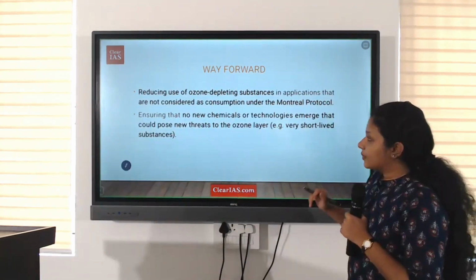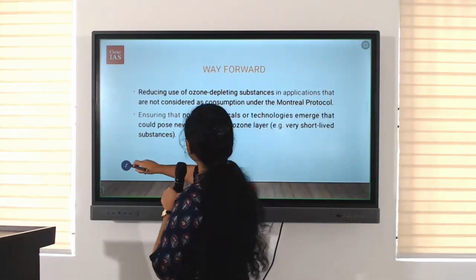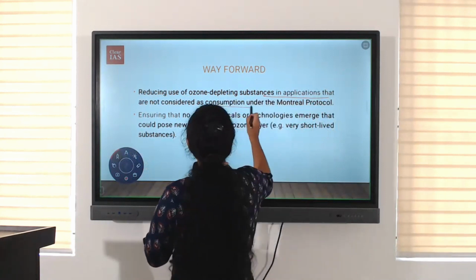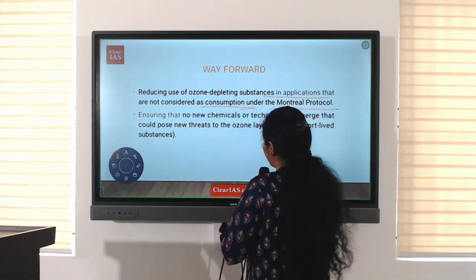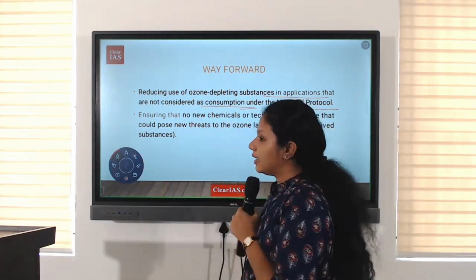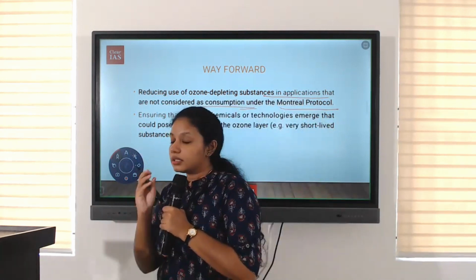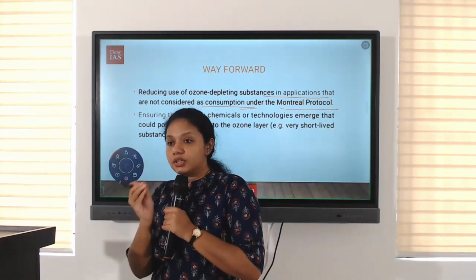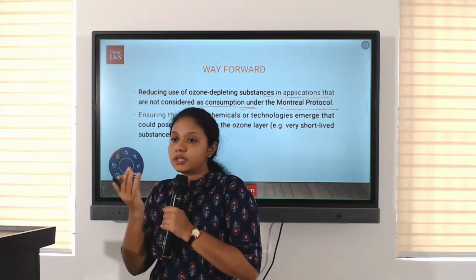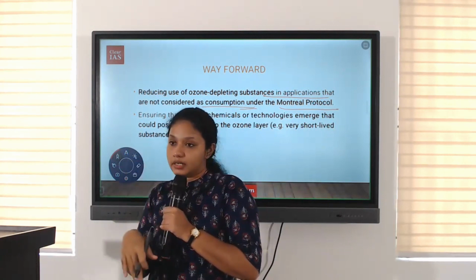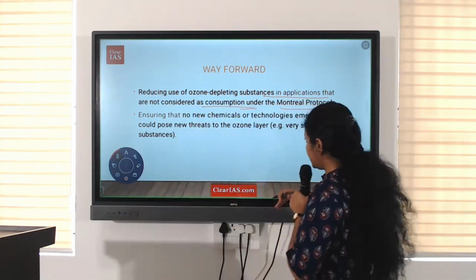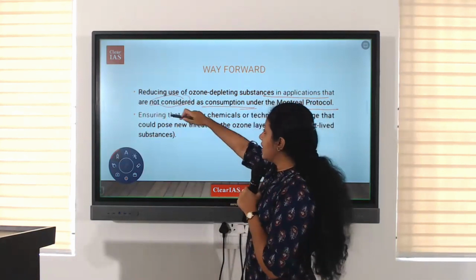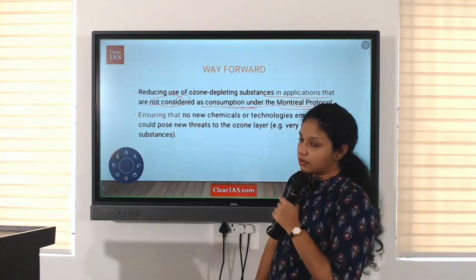Okay. Next one is reducing use of ozone depleting substances in applications that are not considered as consumption under the Montreal Protocol. That is, as I said before, the Montreal Protocol allows a certain amount of usage of these substances. So if we could reduce that also, then our ozone depletion could be reduced to a greater extent as well.